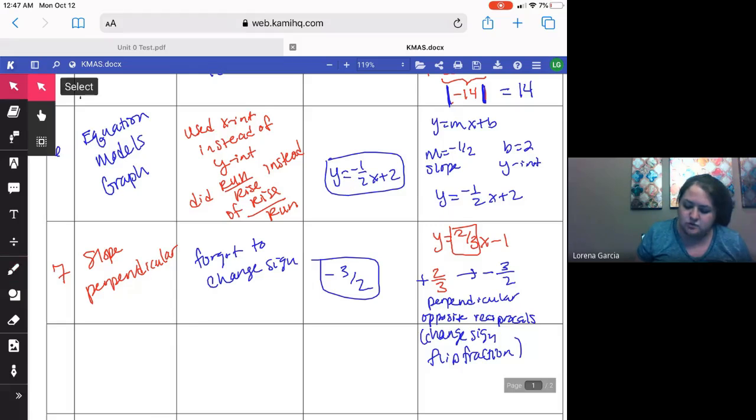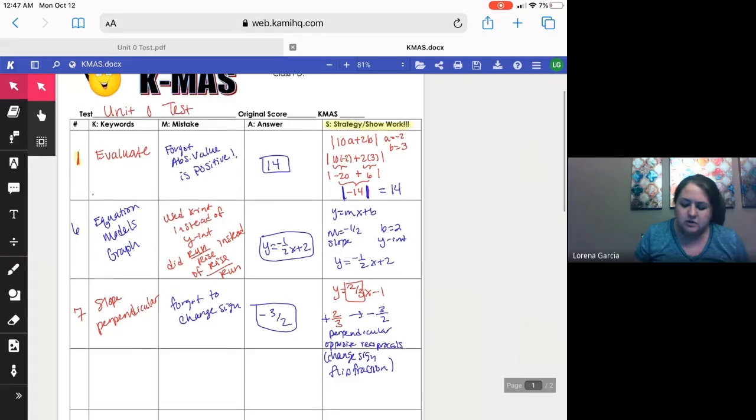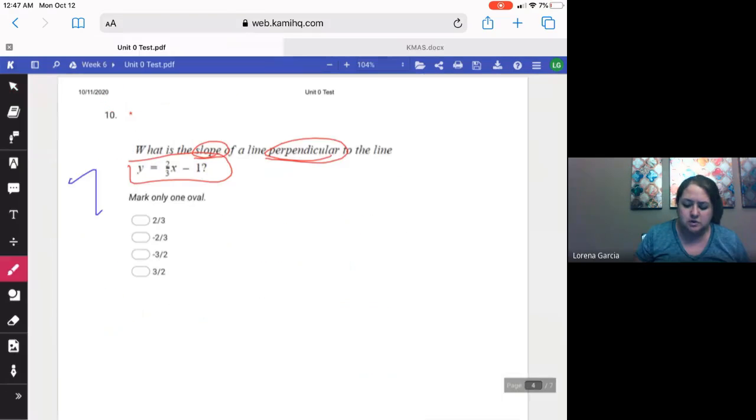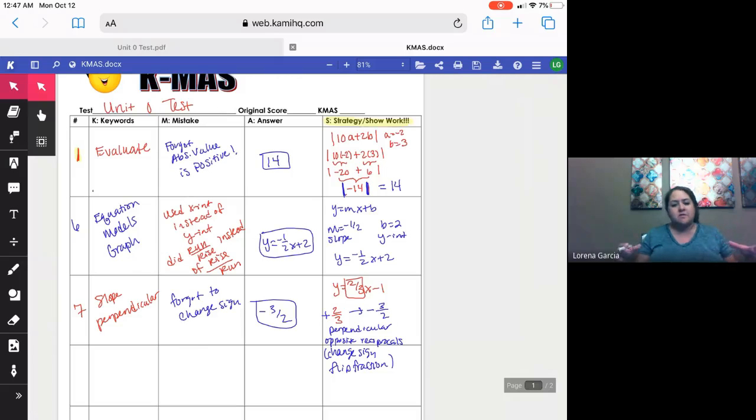So I'm going to go ahead and zoom out here. And again, in your KMAS, you're showing your keywords for the number you got wrong. Then you go to your strategy and show me your work or strategies that helped you get the answer, which you would write in your answer column. And then for mistake, again, I'm not going to be super picky, but tell me in your own words what it was you did wrong. So you're going to look through your test and you're going to correct the ones you got wrong. And then once you're done with KMAS, again, you don't have to use my form. You can write this on a blank sheet of paper.